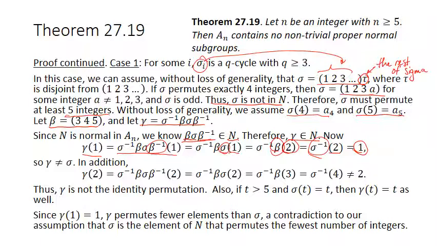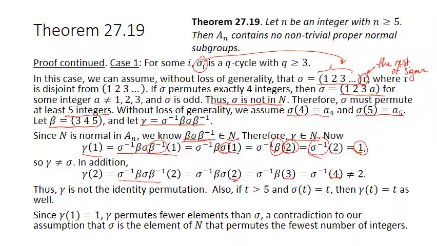In addition, let's look at one more thing. What is gamma of 2? Just write out what gamma is there. Beta inverse of 2 is not going to move 2 at all, because beta doesn't move 2. Then if we do sigma of 2, remember sigma starts with that cycle 1, 2, 3, ..., so 2 goes to 3. Then we do beta to 3, and that goes to 4. And then finally we do sigma inverse of 4.